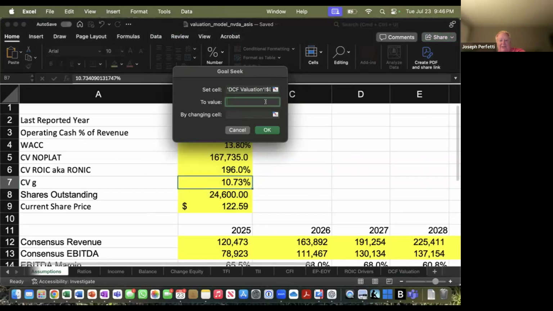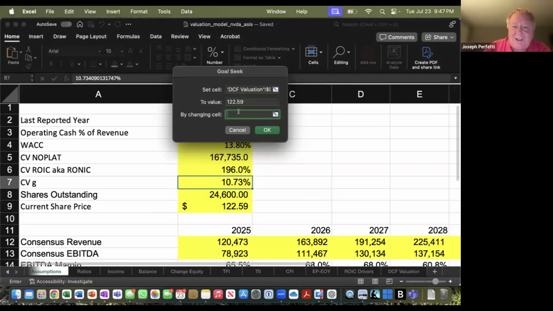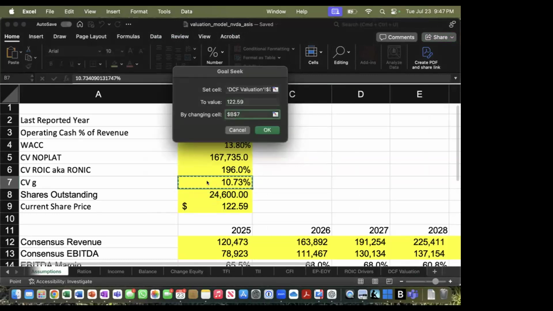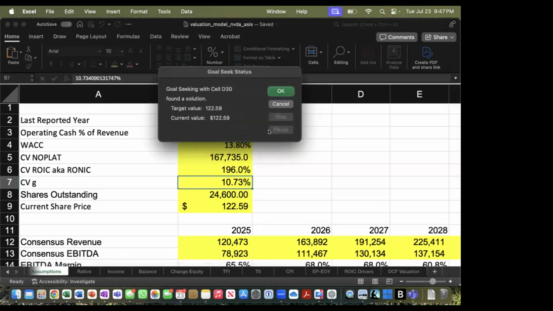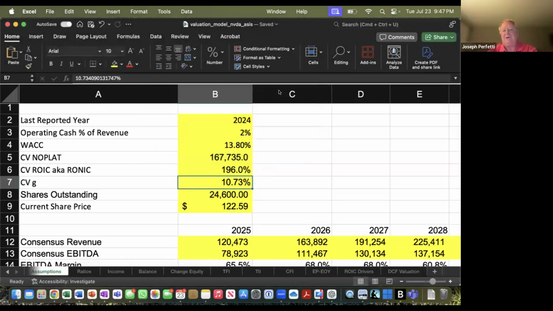What do I want Excel to solve it to? I want it to be 122.59. That's the value. And what cell do I want to keep changing until the share price becomes 122.59? I want to change assumptions B7. Okay. And then when you hit OK, what Excel is going to do is very quickly keep iterating until it gets those two numbers to match. It's called goal seek. I can do it manually, it's fine, but goal seek is just a little more efficient.